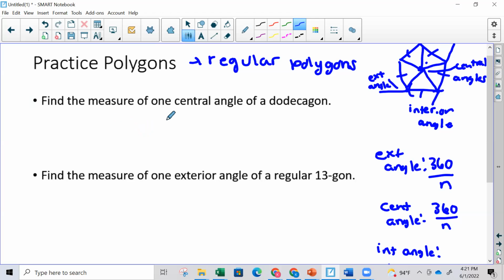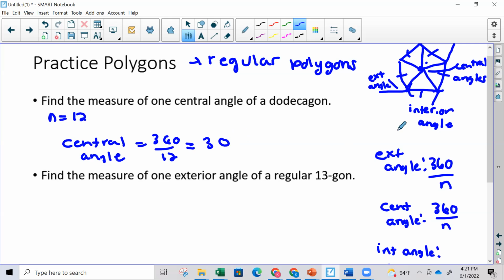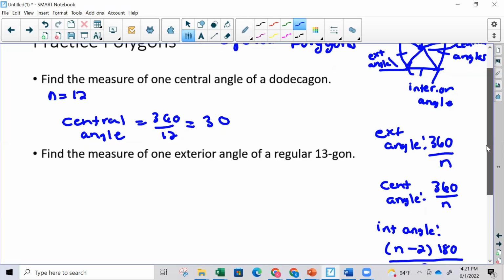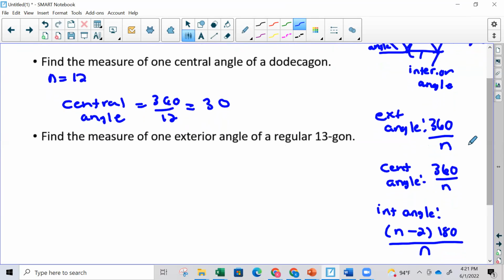So we want to find the measure of one central angle of a dodecagon. We always need to figure out the number of sides. A dodecagon is 12. Central angle is this formula. So it is 360 divided by 12, which is 30 degrees. So that's the central angle of a dodecagon.